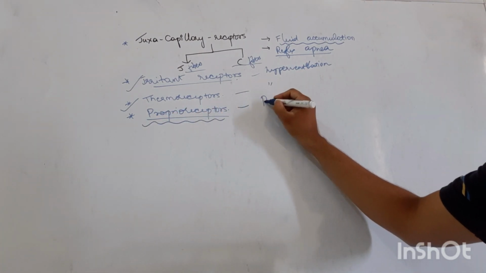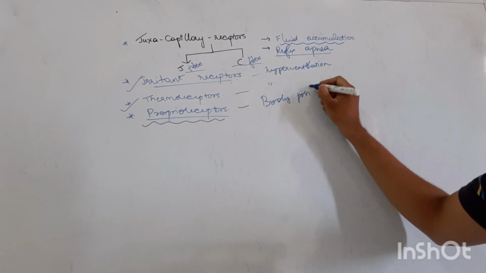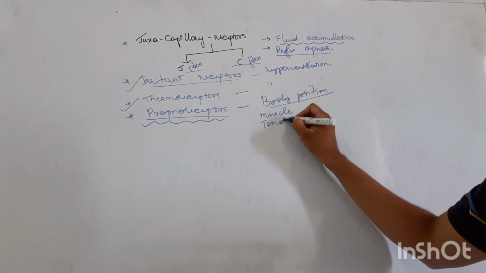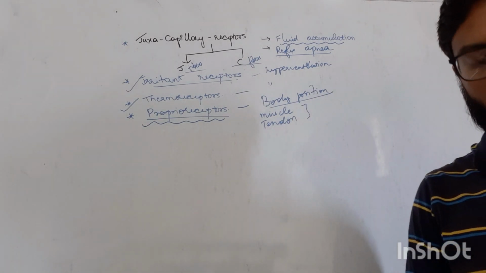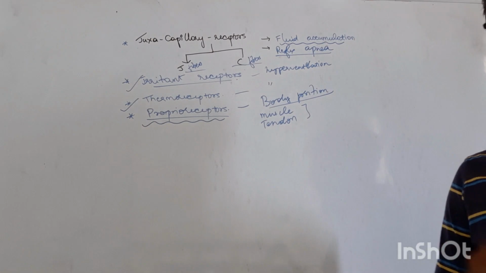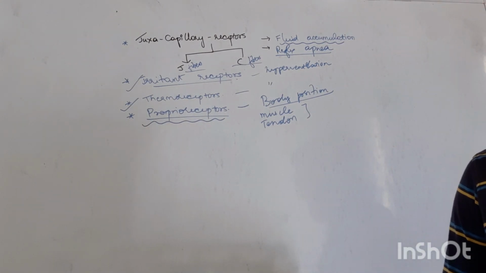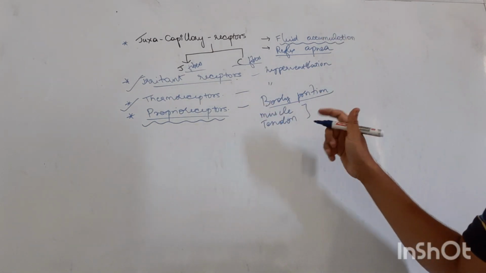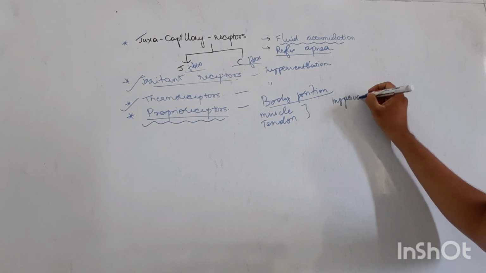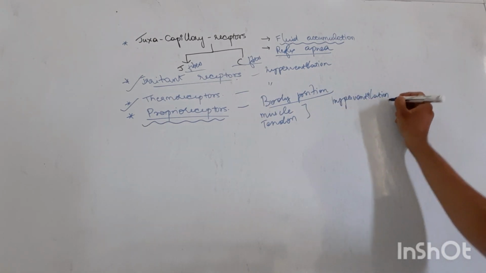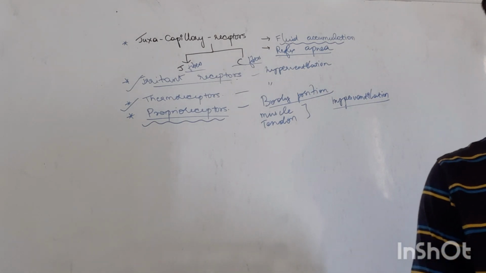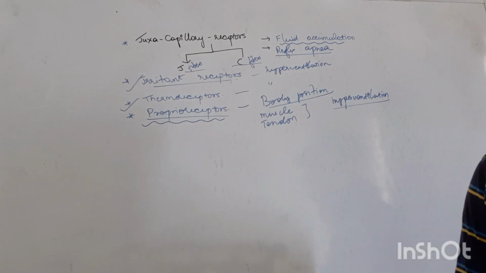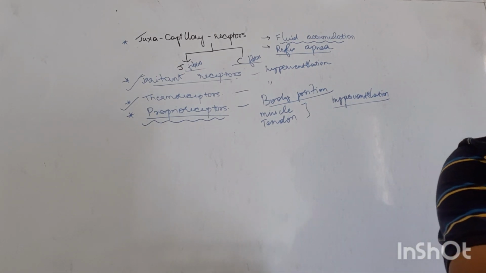Proprioceptors, which will detect the body position, are mainly present in the muscles and the tendons. So they will signal whether the body is in movement or not, especially during exercise. They can give their impulses to the respiratory center, so there can be hyperventilation. Even the pain receptors, etc., play an important role in giving the signal to the respiratory centers.